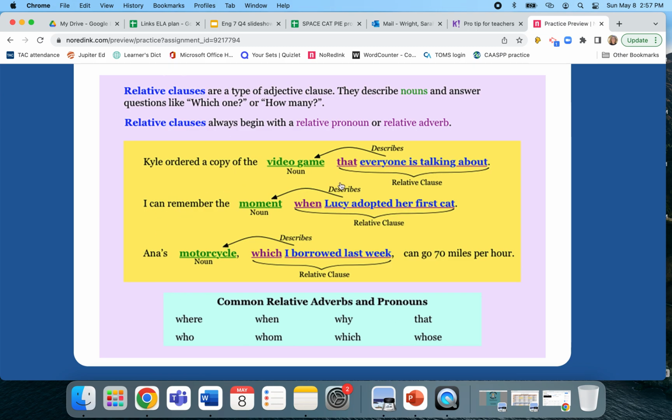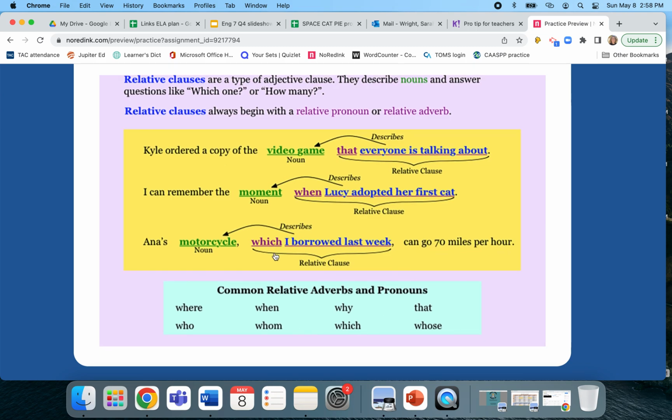I could say it in a different way. Let's see, how would I do it? Kyle ordered the video game that everyone is talking about. No, I don't know. Putting myself on the spot. There'd be a way that you could switch it around and then make it take a comma, but hey, let's just look at this one, right? Anna's motorcycle, comma, which I borrowed last week, comma, can go 70 miles per hour.